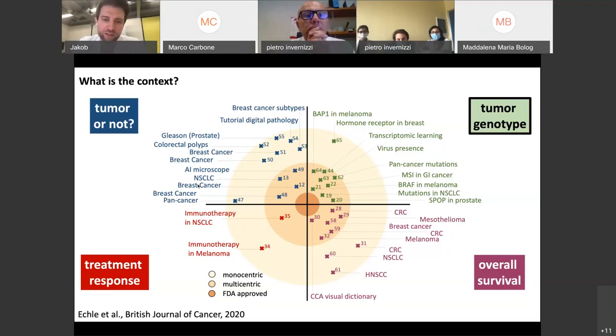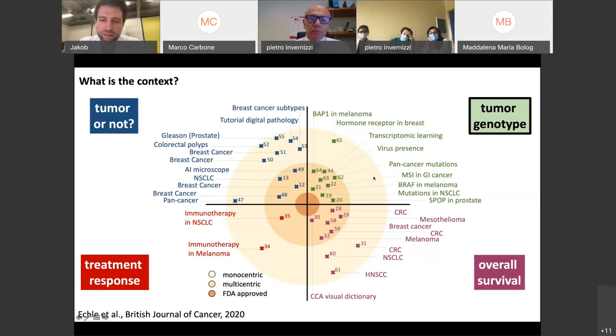But other publications, and we have grouped this here in this review recently, are looking, for example, at treatment response. Can we directly predict treatment response, for example, to immunotherapy directly from H&E slides? Other publications have looked at overall survival. Can we predict survival directly from these slides? And yet other publications have looked at the tumor genotype, and this is what I'm going to talk about in the next few slides.